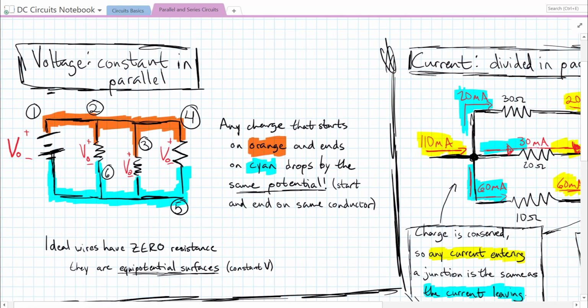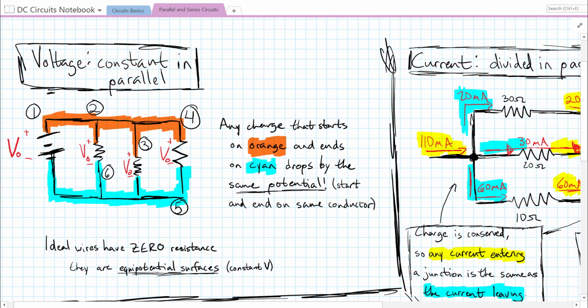Voltage, on the other hand, is constant in parallel. That's because voltage is, again, potential difference. And potential difference is like change in potential energy, but it's change in potential energy based on something like height. For gravity, potential is just height. And on a wire, an ideal wire has no resistance, which means it's going to be an equipotential surface. And any conductor, in fact, is an equipotential surface if it's a perfect conductor. So that means that all along this conductor on the top, it's the same amount of potential. And that means that all along this conductor at the bottom, it's the same amount of potential.